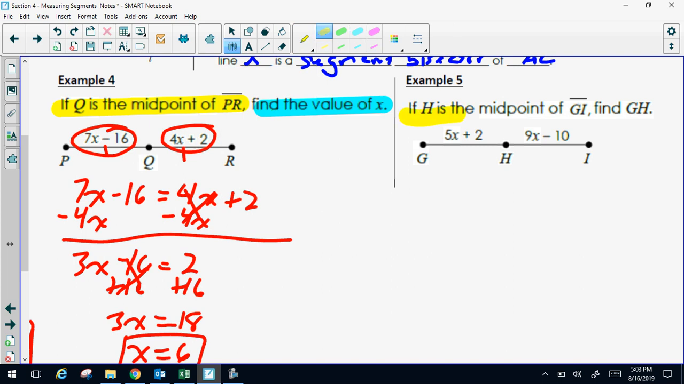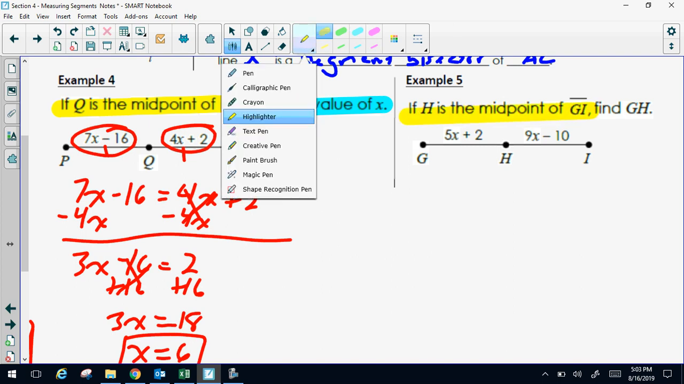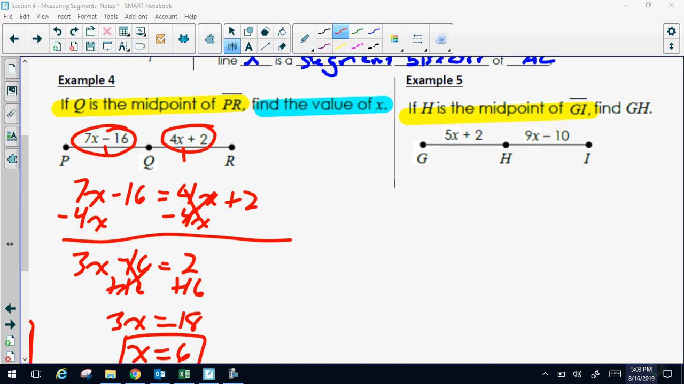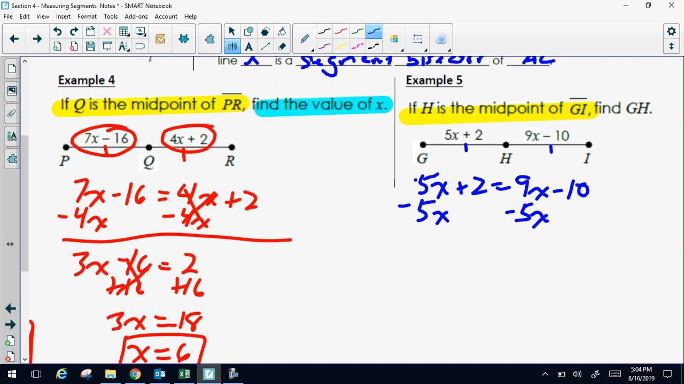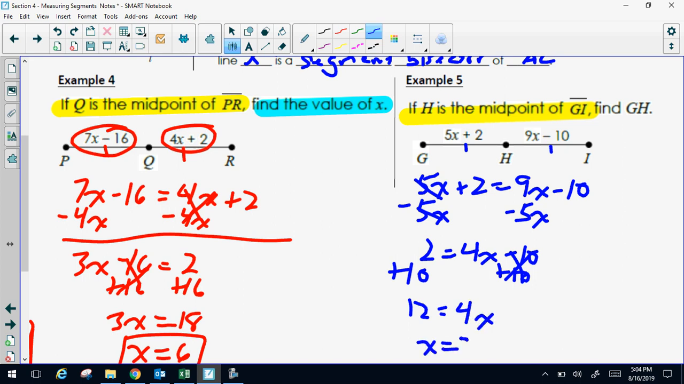Okay, again, same thing. They tell me that H is a midpoint of GI. So if that's the case, that means that this is congruent to this, which means that they're equal to each other. Okay, so solve for x. 2 is equal to 4x minus 10. Add 10 to both sides. So 12 is equal to 4x. So x is equal to 3.